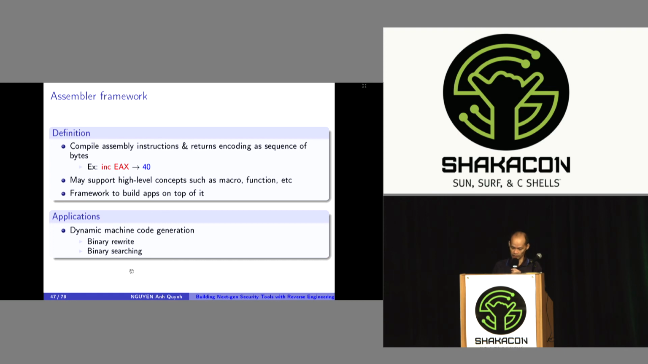So for example, given the input instruction for Intel, increase EAX, the assembler for 32-bit will return 1 byte, which is 40. So yeah, an assembly framework can be very useful for dynamic machine code generation. So you can rewrite the binary, you can compile the binary, and after that you patch the binary.